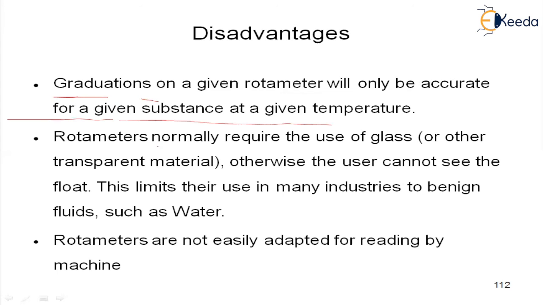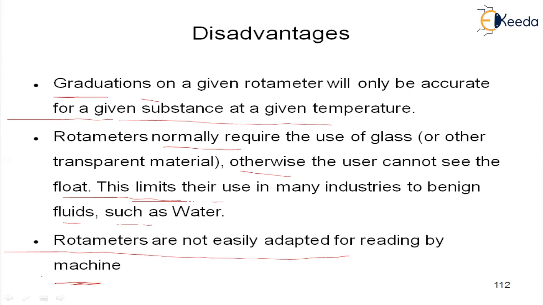Rotameters normally require the use of transparent material, and we are going to use glass. That's the reason its sensitivity is very low, and this limits its usage in many industries. Also, rotameters are not easily adapted for reading by machine. We can only view the measurements by visual indication, so we cannot use these rotameters for machine purposes.